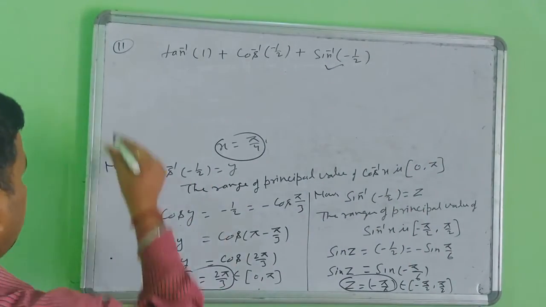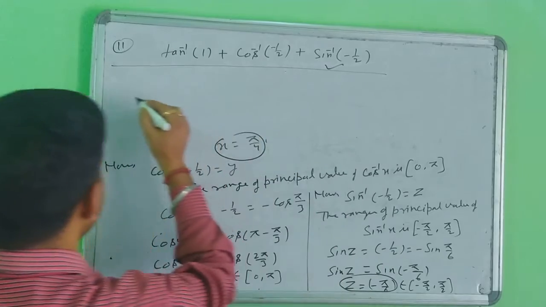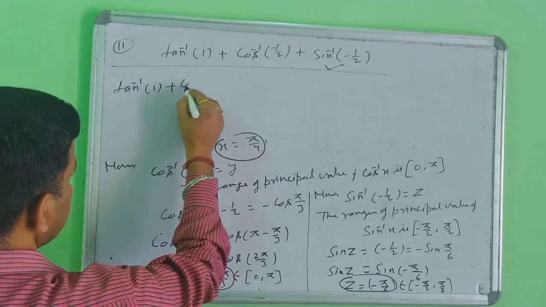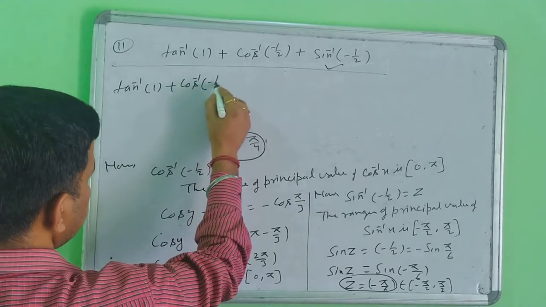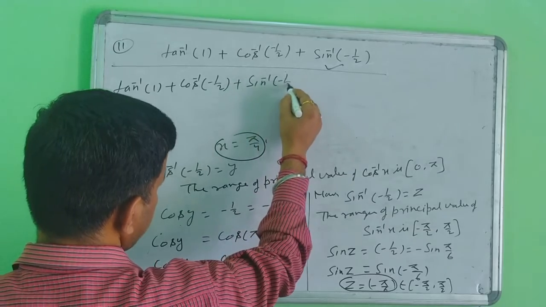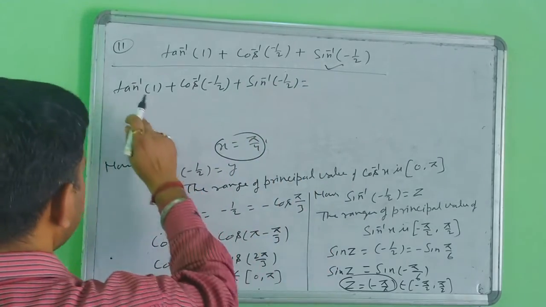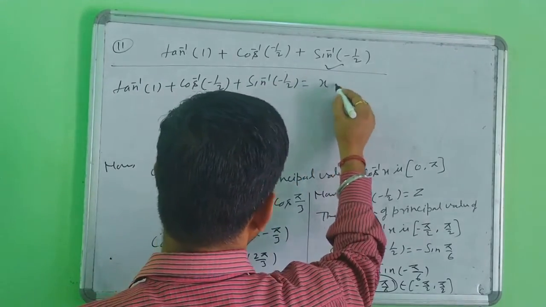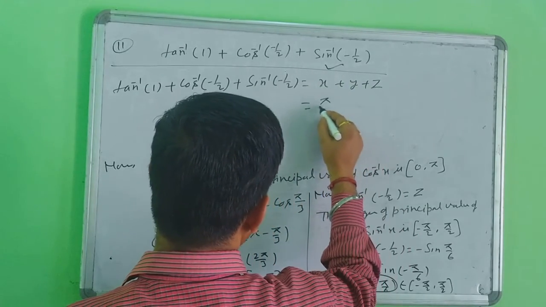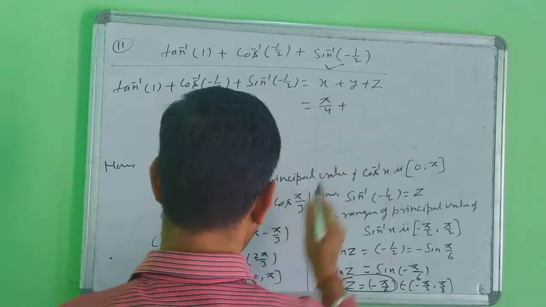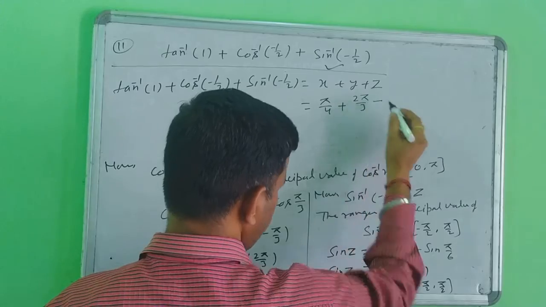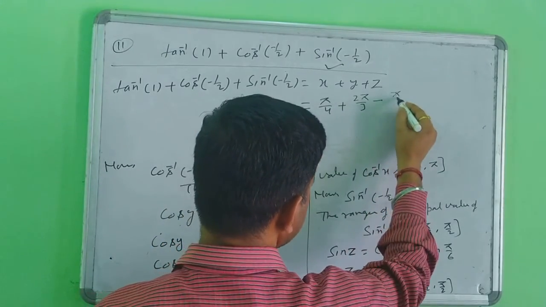And now you will write here: tan inverse 1 plus cos inverse minus 1 by 2 plus sin inverse minus 1 by 2 equals x plus y plus z. What is the value of tan inverse 1? Now putting the value: pi by 4 plus, what is the value of y? 2 pi by 3, and here the value is minus pi by 6.